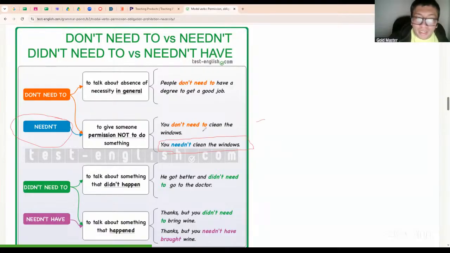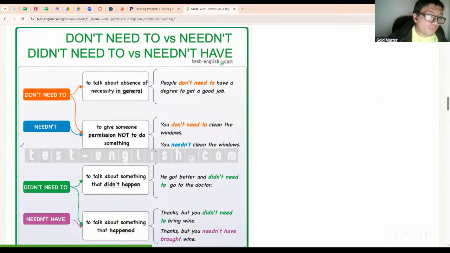Okay, in this part, guys, remember, this is grammar structure. So you won't say you needn't to clean. No, no, no. You say you needn't and directly the main verb of your sentence. If you say you needn't to clean, it is wrong. If you say you needn't clean, good. That's it.